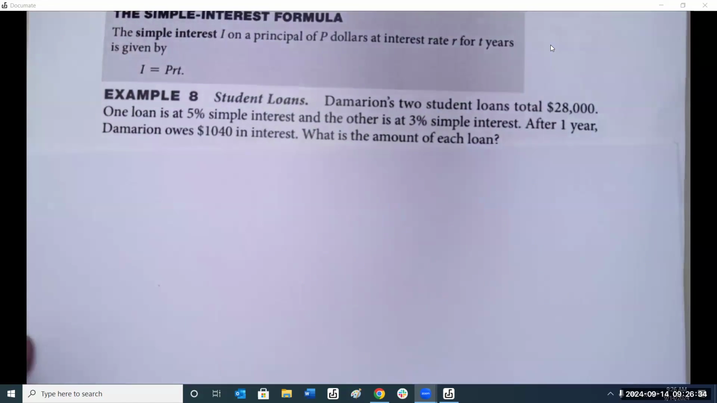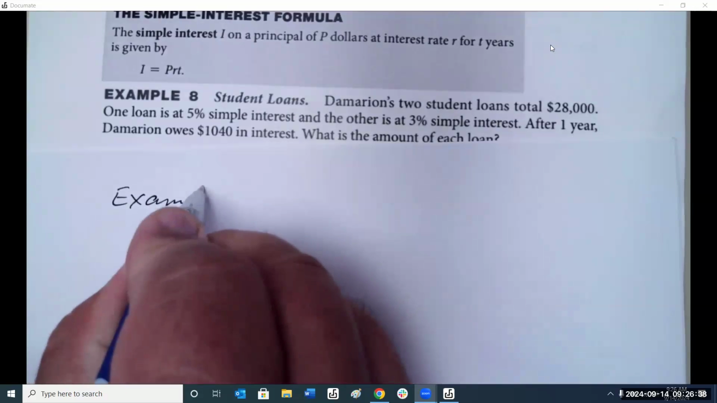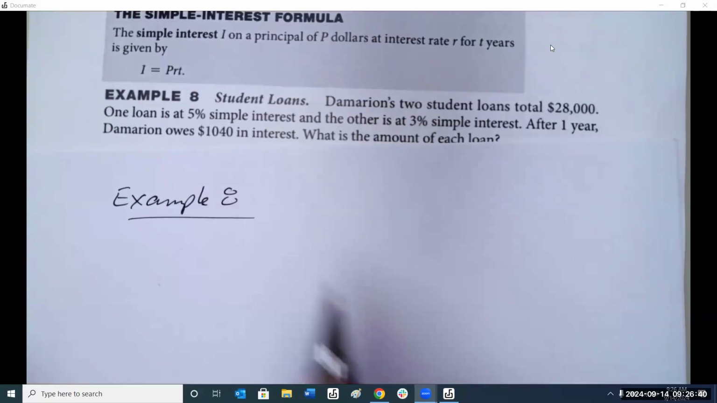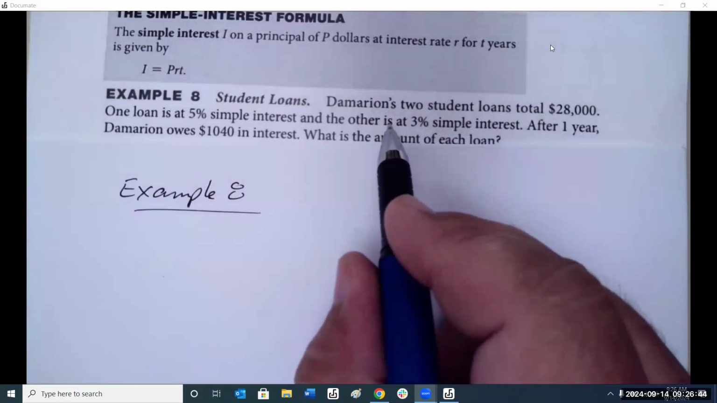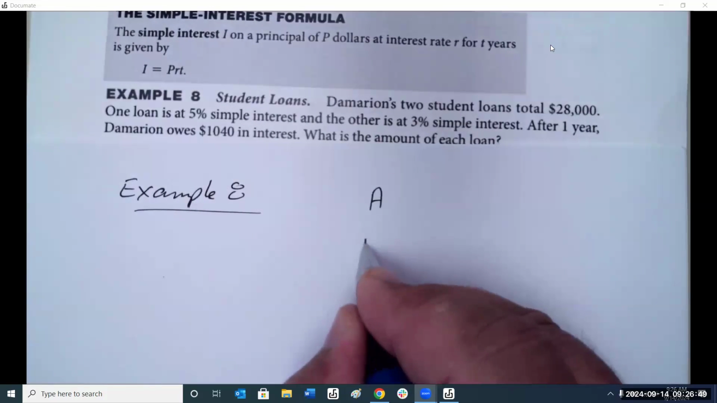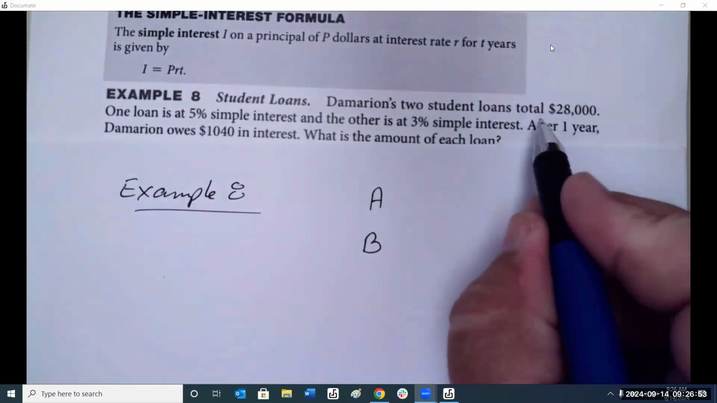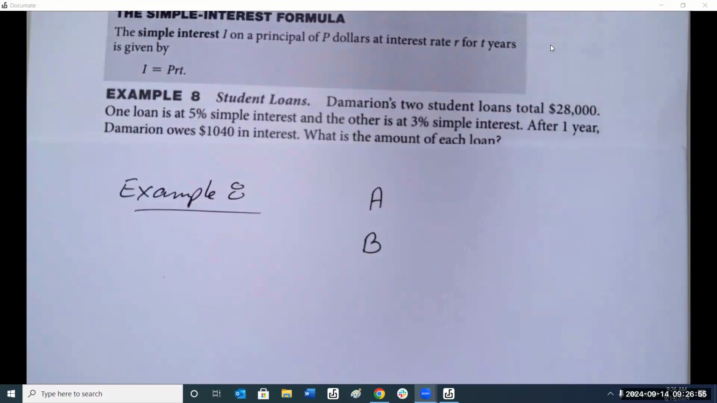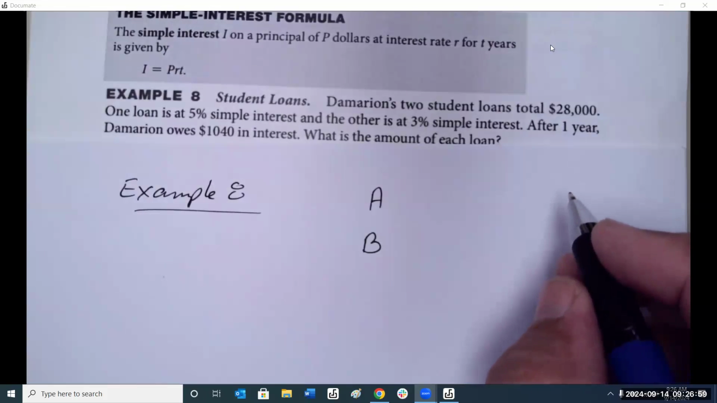All right, let's look at example 8, an interest one. Example 8. Demarion's two student loans. So we know we have two student loans, A and B. Total $28,000. So how do we get that in math?